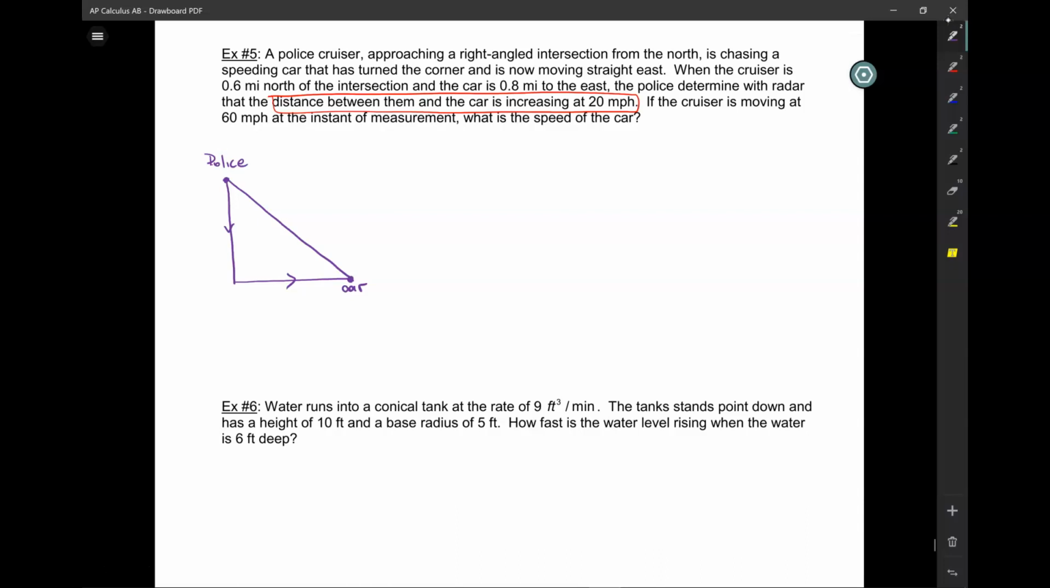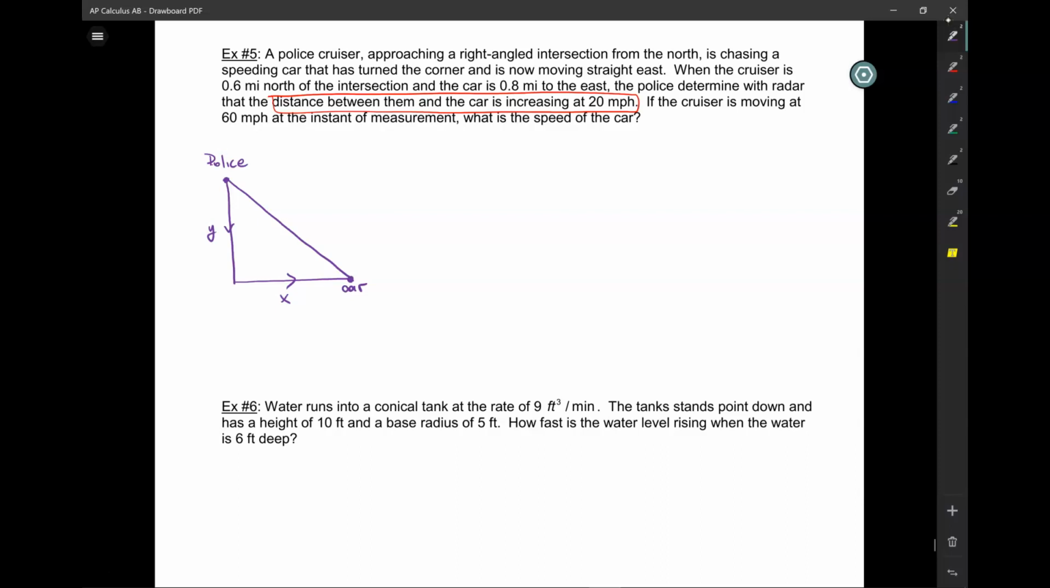Now let's give these people some variables. We're going to call this y, because why not? We're going to call this x. You can call the vertical X and the horizontal Y if that's your thing, but seriously, that's just silly.